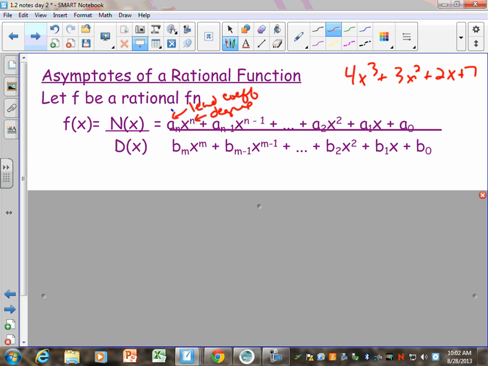And they just use b in the bottom to be a different function, right?